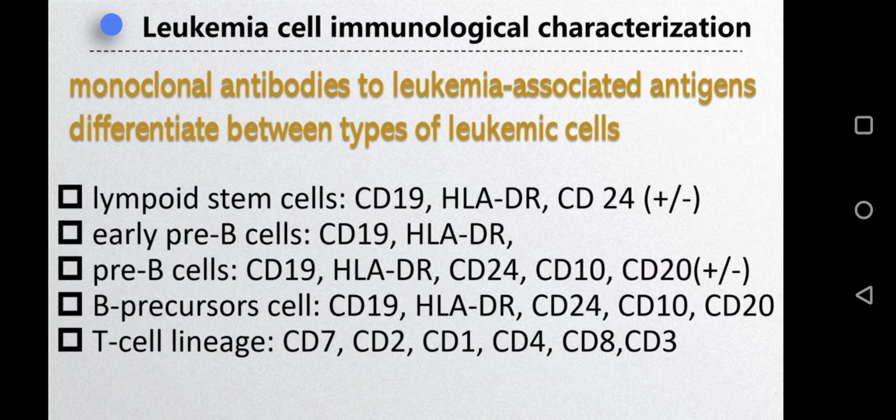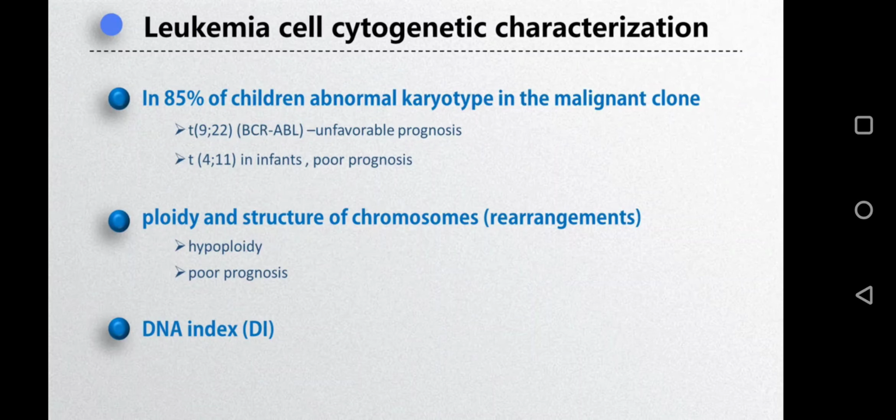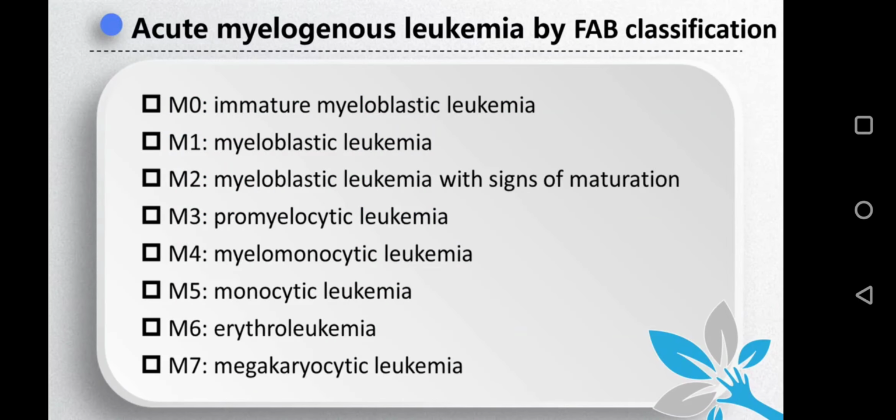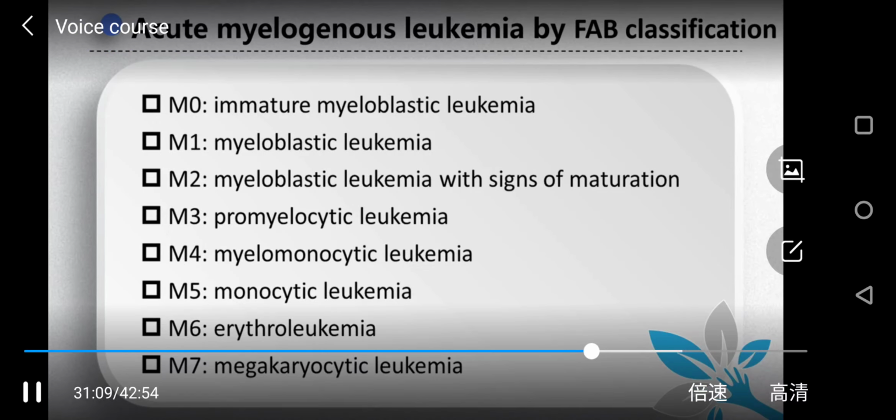Leukemia cell immunological characterization. Just look at this picture. And now this is the leukemia cell cytogenetic characterization. Acute myelogenous leukemia is a heterogeneous group of malignant hematological precursor cells of the myeloid, monocytic, erythroid, or megakaryocytic cell lineage. Acute myelogenous leukemia by FAB classification also runs from M0 to M7.